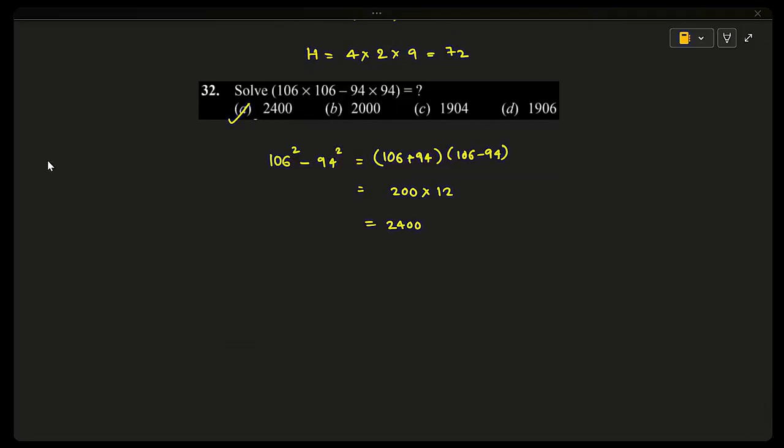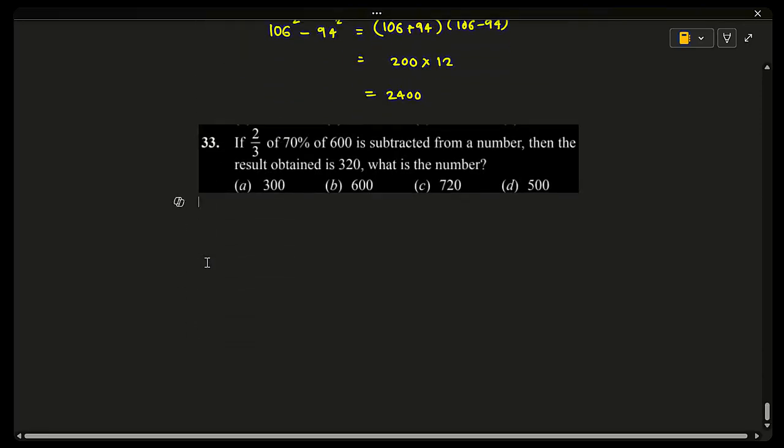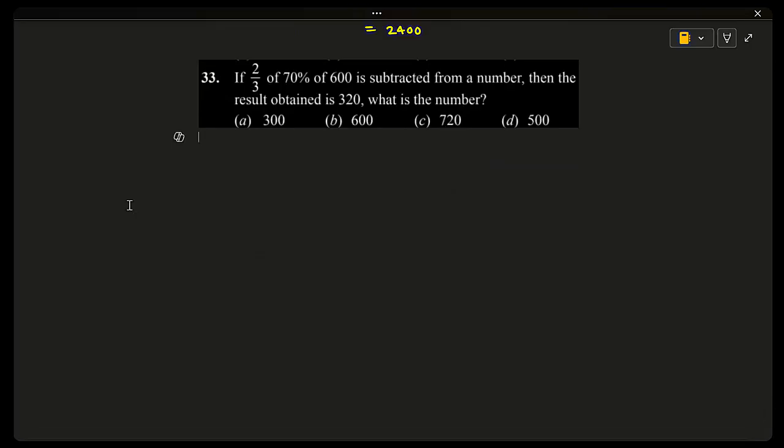33. If 2/3 of 70% of 600 is subtracted from a number, then the result is 320. What is that number? That number we don't know. We can call it a variable x. From x, we have to subtract 2/3 multiplied by 70 by 100, and of means again into 600. We are getting the result 320. So I need to find the value of x now.